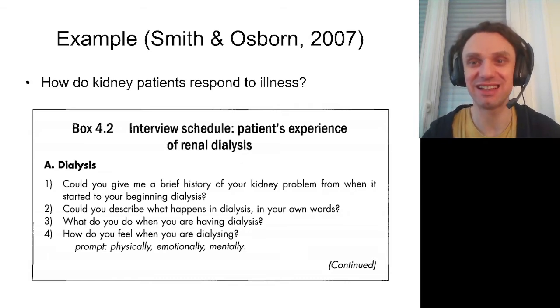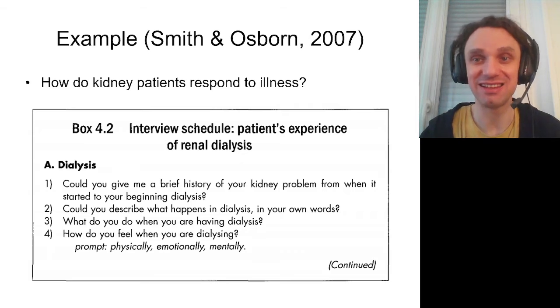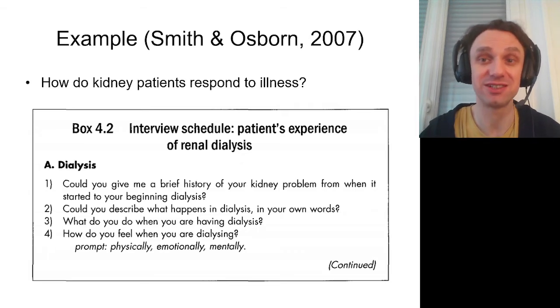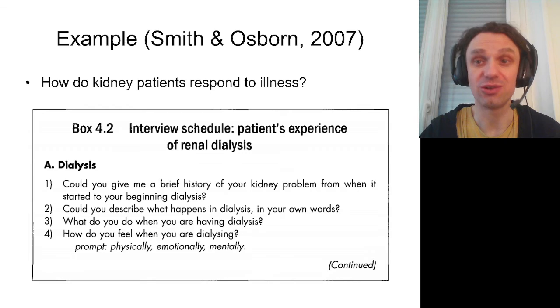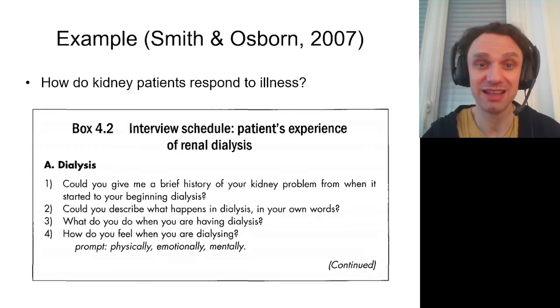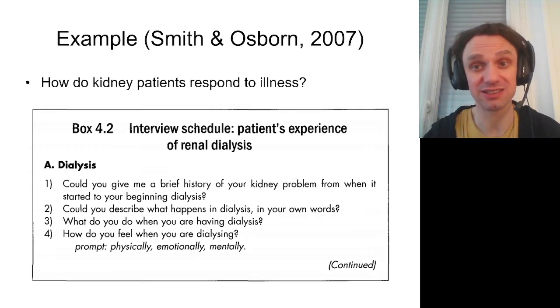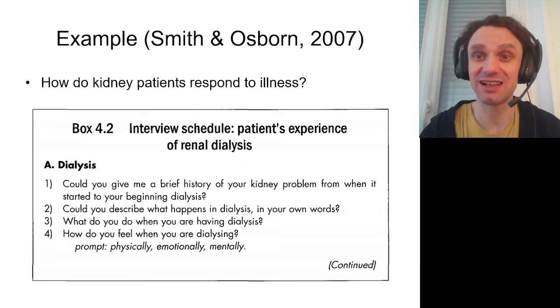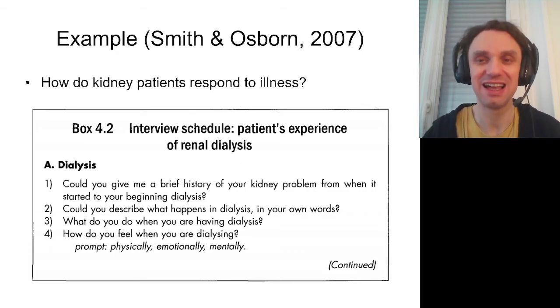Then again, I will not go into details with this example, but you can find a very good example in a chapter by Smith and Osborne, in the textbook by Smith, Qualitative Psychology. There they explored how kidney patients respond to illness, how this experience of illness has affected their identity. And this interview starts with more general questions about dialysis. Could you give me a brief history of your kidney problem? Could you describe what happens, how you experience it, and so on? And then the following questions focus on how this illness has affected your sense of self, and so on.